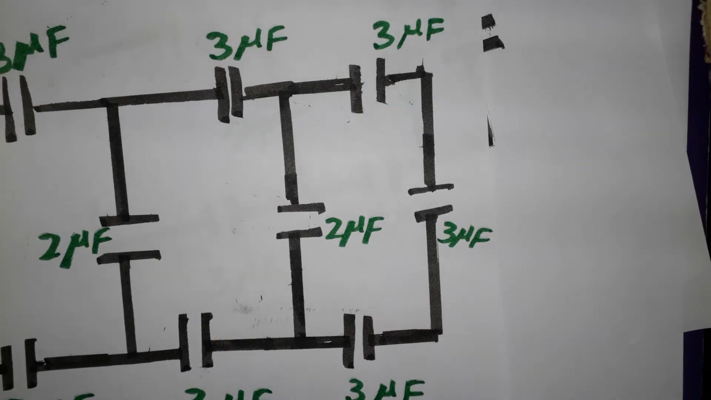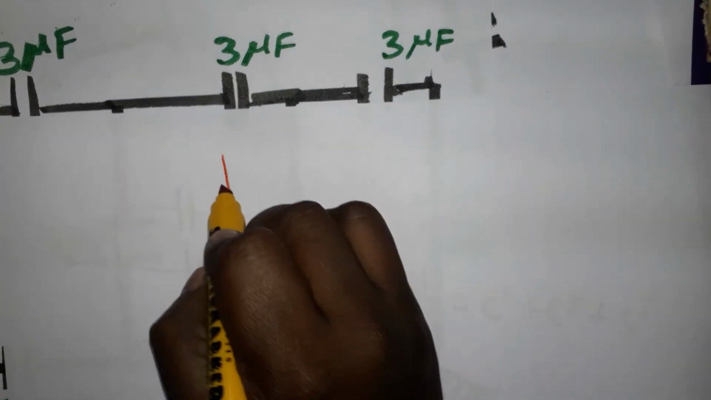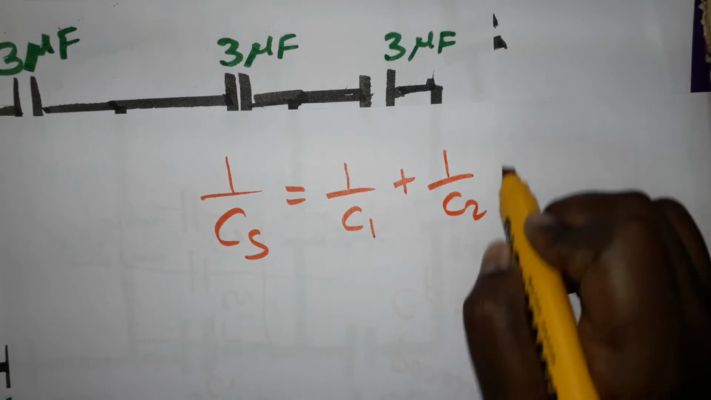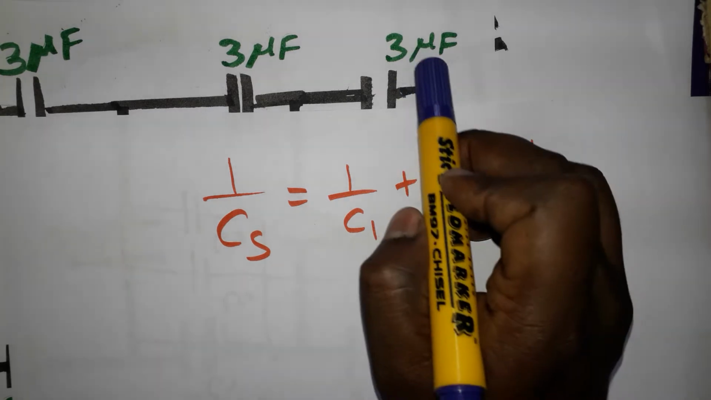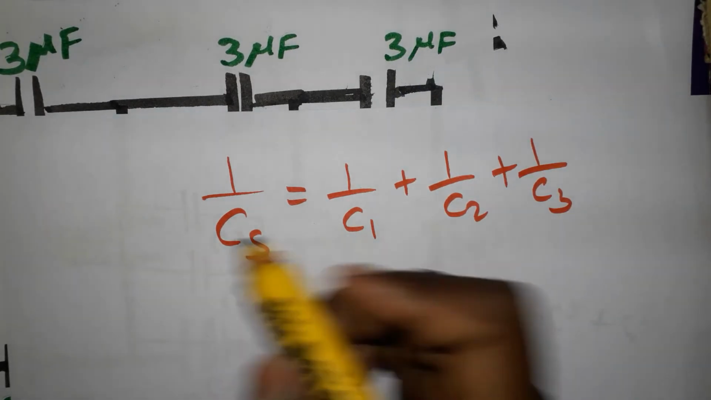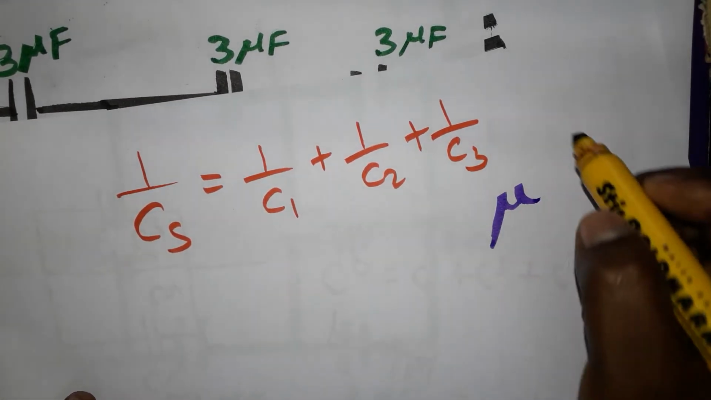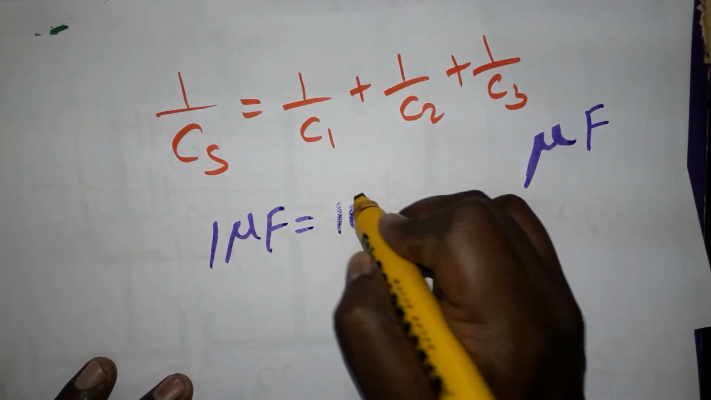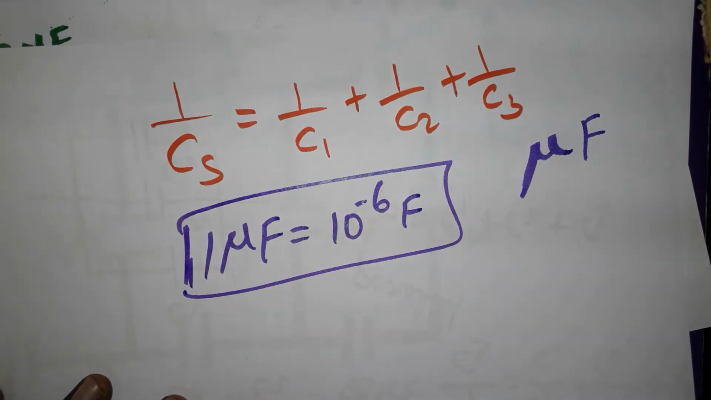So what is the solution for these 3 capacitances? I already told the series formula: 1 by Cs is equal to 1 by C1 plus 1 by C2 plus 1 by C3. I know C1 is 3 microfarad. Again I want to tell you what micro is. The symbol micro is 10 power minus 6. Farad is the unit of capacitance. So 1 microfarad is equal to 10 power minus 6 farad. Now there's no need to do the conversion. After completing the problem you can do the conversion.